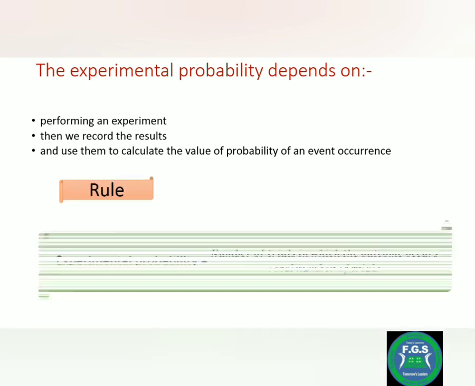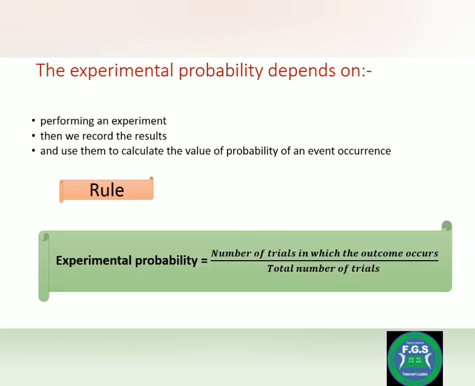Let's take a very important rule. Experimental probability equals the number of trials in which the outcome occurs over the total number of trials.